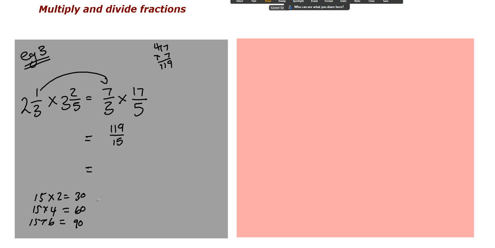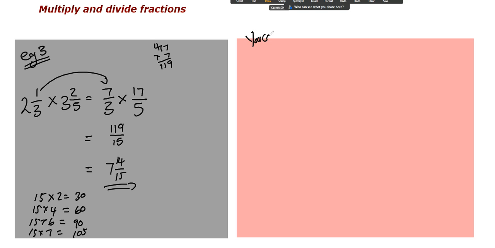All right, and let's look at it now. If I've got 6 15s, I get 90. So 15 times 7 would be 105. So it's going to go in there 7 times, and 119 minus 105 is 14, so 14 over 15. So your final answer will be 7 and 14 over 15.